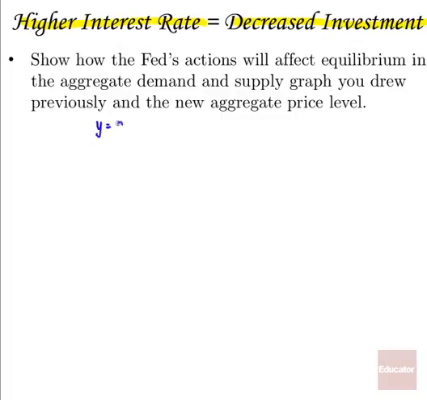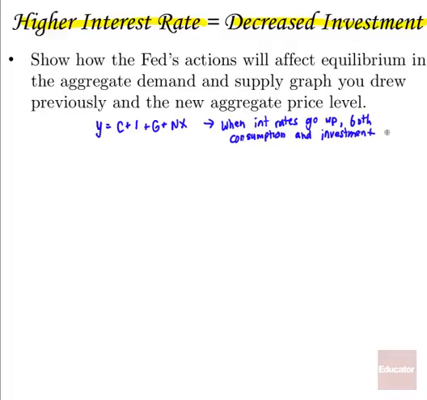So we know that Y equals C plus I plus G plus NX. So when interest rates go up, both consumption and investment are going to decrease. So what you have here is this goes down here. So aggregate demand is going to decrease here.